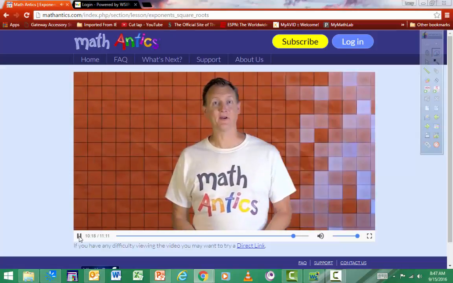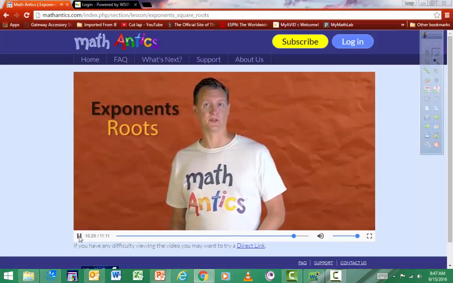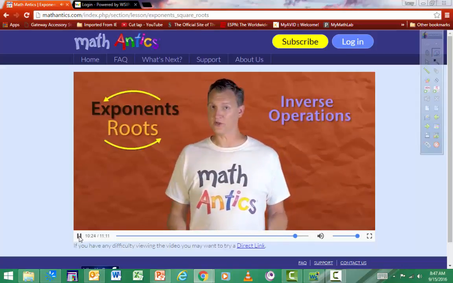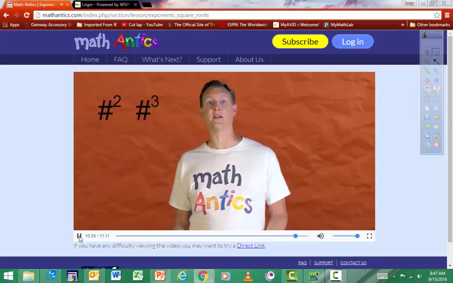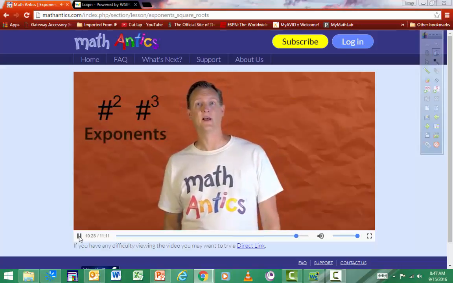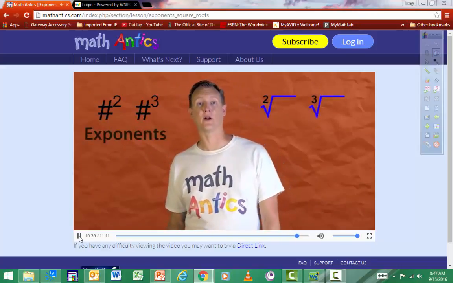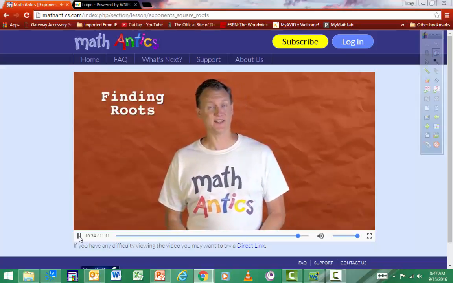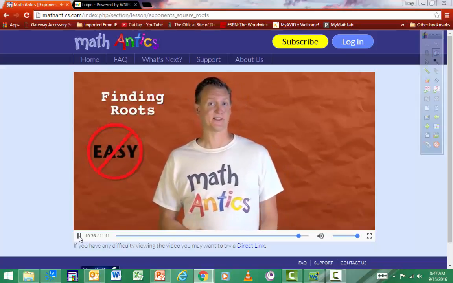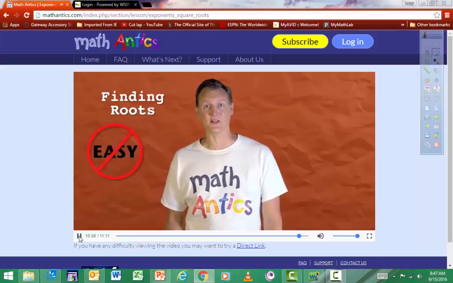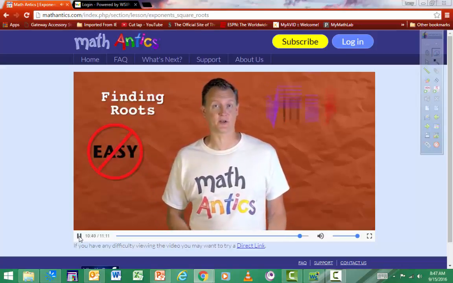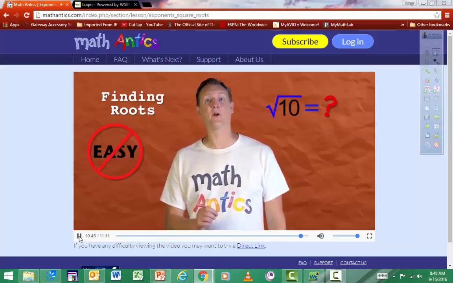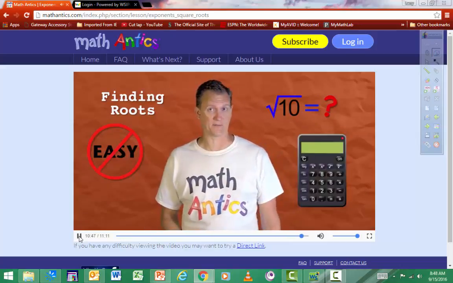Alright, so now you know how exponents are related to roots. They're inverse operations and they undo one another. And you also know that just like 2 and 3 are the most common exponents, the square root and the cube root are the most common roots. You also know that finding roots is usually not very easy. That's important to know so you don't get discouraged if you feel like it's hard to figure out what a certain root is. You're not alone. We think it's hard too, and would normally just use a calculator to find them.